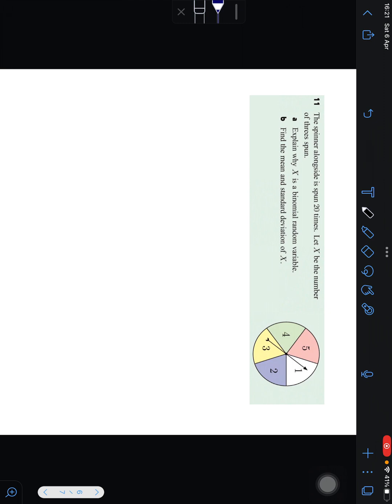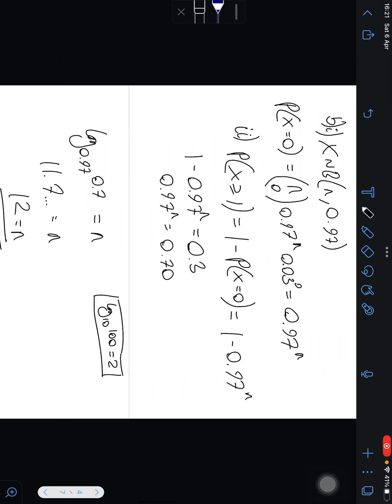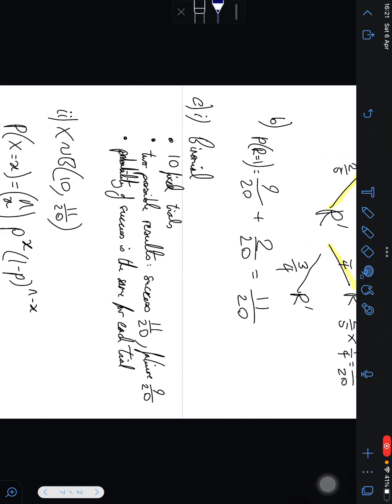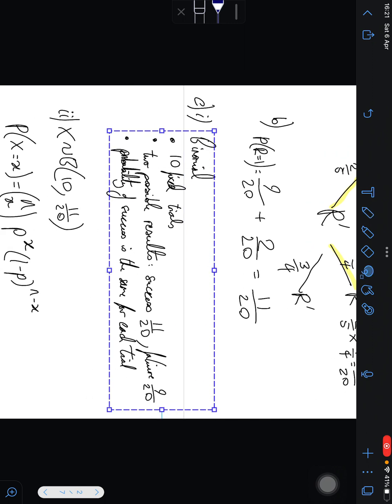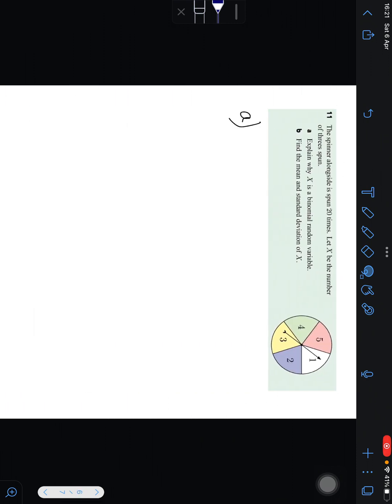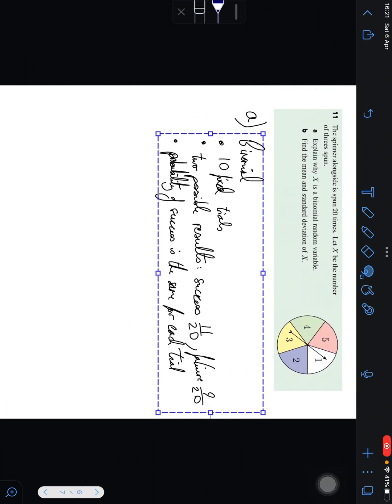The spinner alongside is spun 20 times. Let x be the number of 3s spun. What's the probability of a 3? 1 out of 5, 0.2. Explain why x is binomial. Exactly the same reasons that I put up here. Let's copy them, and then let's just tailor them to the question.